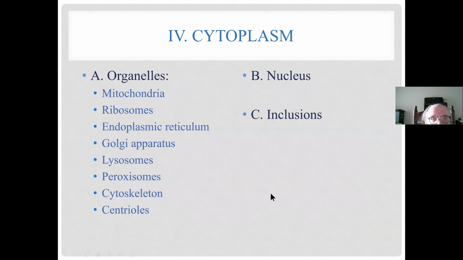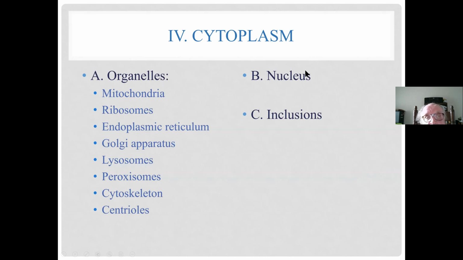And some of them require mediators, some require receptors for it. Okay, but that's how we get stuff in and out of the cell. Okay, we're going to talk about these individual organelles in the cell: mitochondria, ribosomes, endoplasmic reticulum, lysosomes, peroxisomes, cytoskeleton, centrioles.